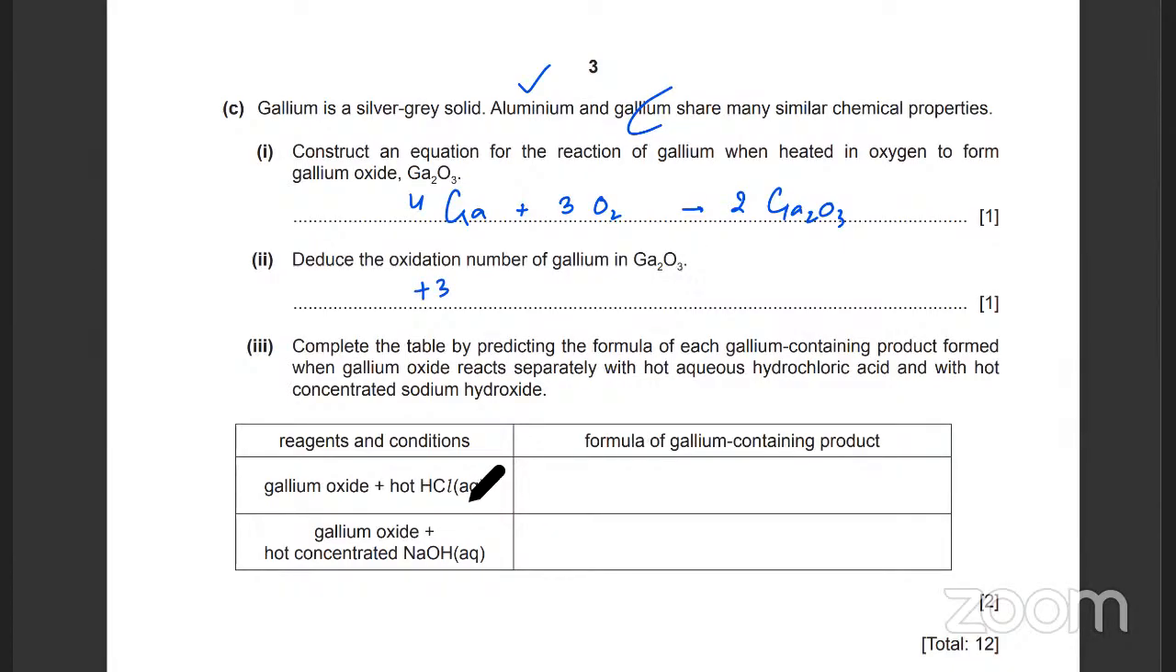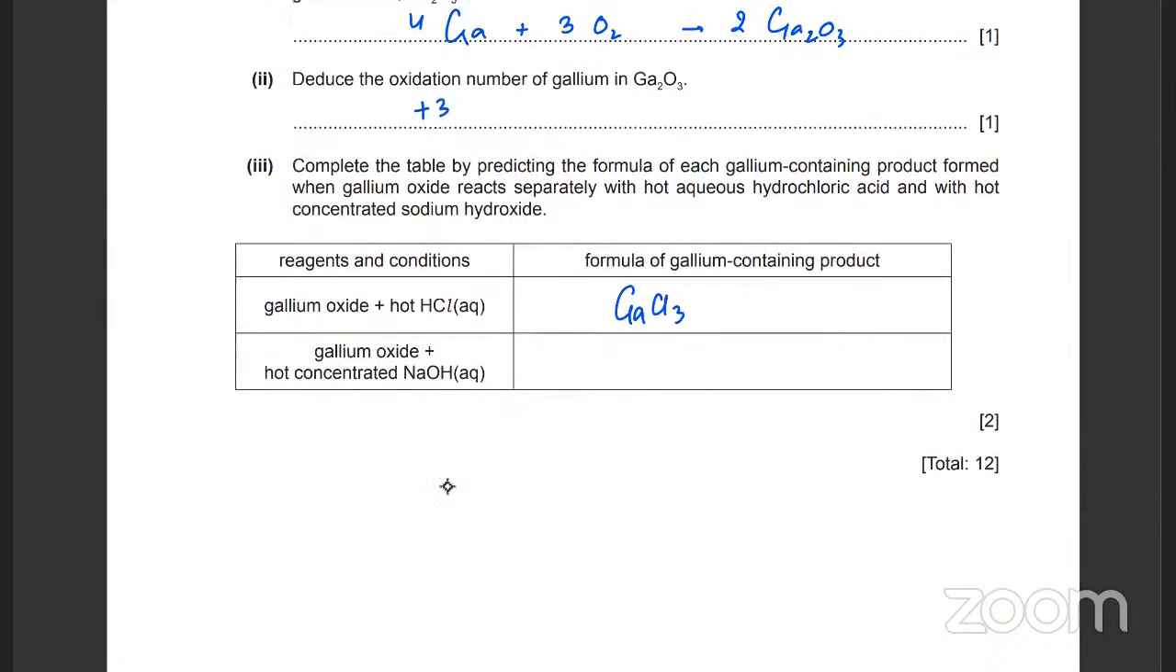What is the equation or formula of the product that would happen when gallium oxide reacts with HCl? So gallium chloride. Okay, and what is the formula? Gallium is +3, right? So it's going to be GaCl3. So what happens when you react it with hot concentrated NaOH? What is the equation for that?